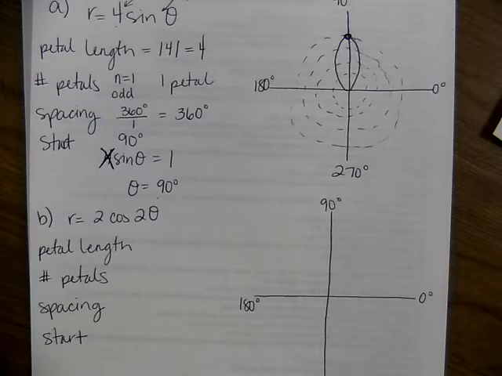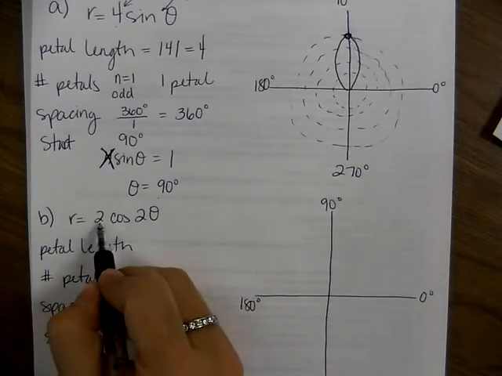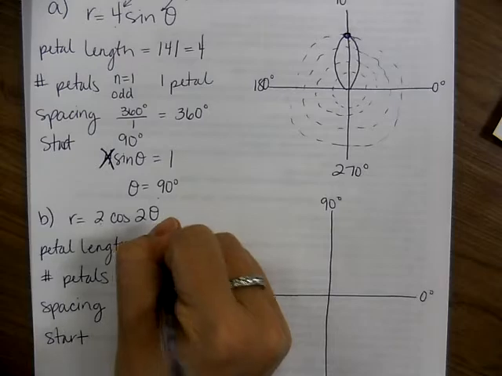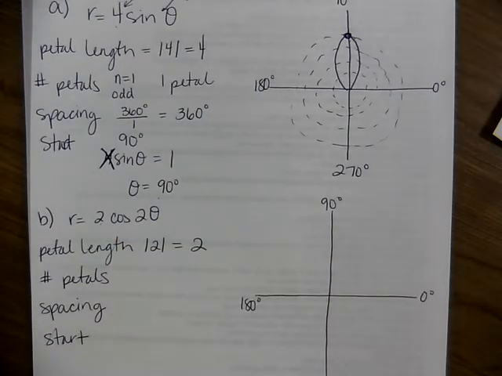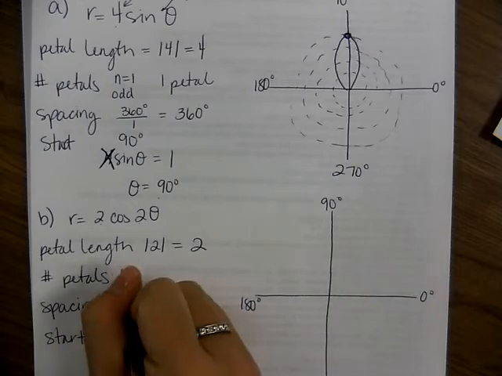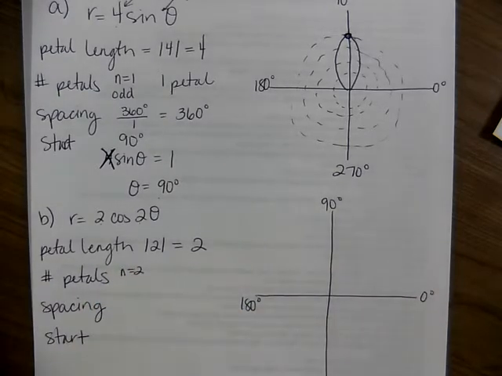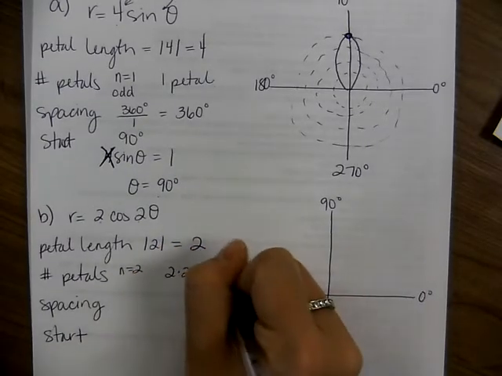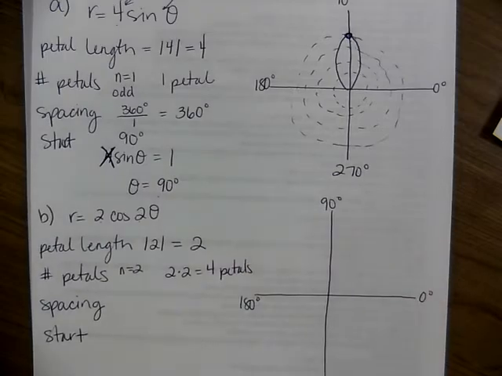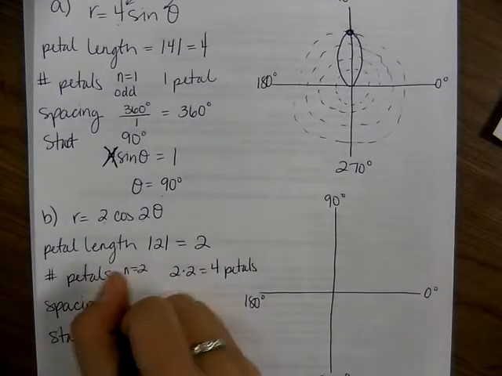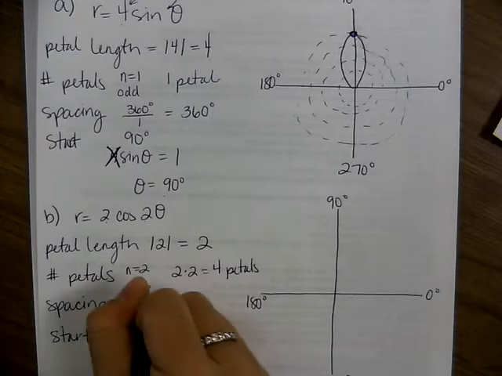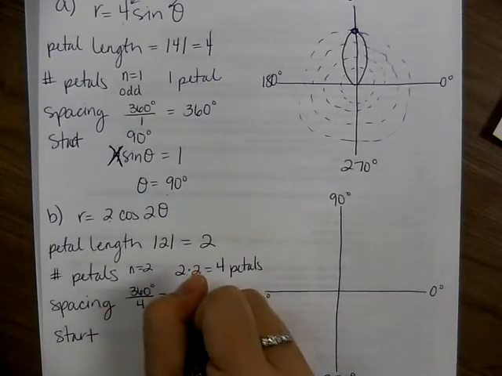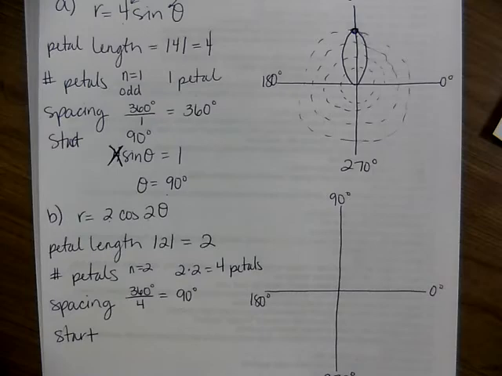So our petal length is going to be the absolute value of a, and in this case, a is 2. So it's the absolute value of 2, so the length of these petals is going to be 2 now. For the number of petals, you have to look at n. So n is even, it's 2, and because it's even, you have to multiply n by 2. So we're going to have 2 times 2, so we get 4 petals. Okay, so the spacing, you take 360 degrees and you divide it by how many petals you have, which is 4. So we get 90 degrees in between each petal.